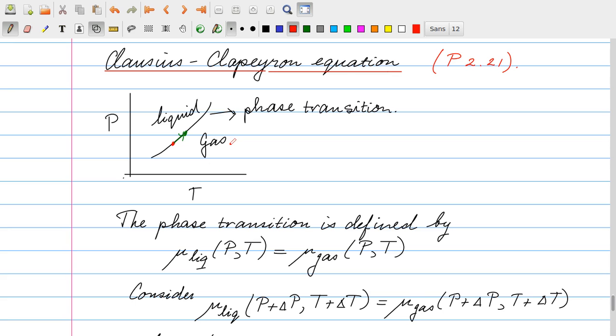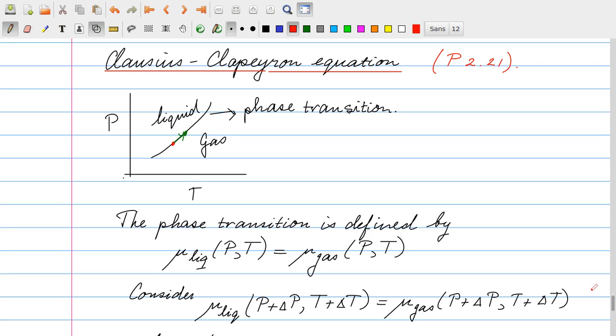And the question I would like to address is, suppose we are at this point, the red point, and so there the mu liquid is equal to the mu gas, and we want to move along the line. So we move towards the green point where I have changed the T by an amount delta T, and I've changed the pressure by an amount delta P. So suppose we are still at the line, so the mu liquid should be still equal to the mu gas. Can we find a relation for this point, this green point, with respect to the red point?